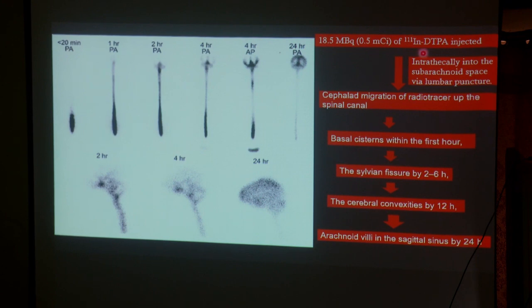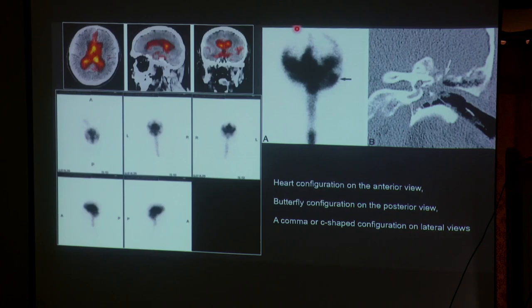The procedure: indium-111 DTPA is injected intrathecally into the subarachnoid space. Cephalad migration is seen; it is injected over here and moving upwards. It enters the basal cisterns by the first hour. In the second hour image, you're able to see it entering the cisterns, and then it goes into the ventricles. By 4 hours, you'll have reflux into the ventricles. This reflux is a normal finding. After that, it moves into the sylvian fissures and finally into the convexities. That is the normal sequence of imaging.